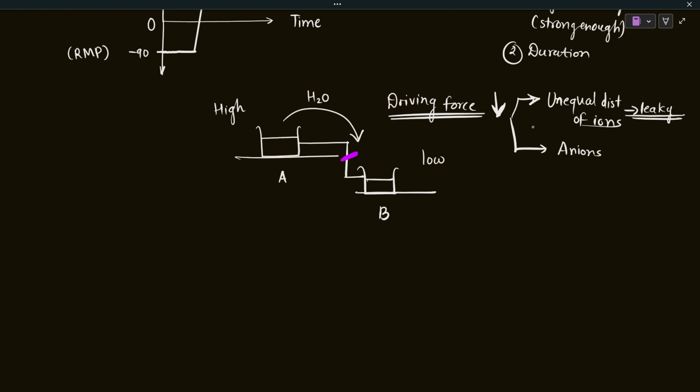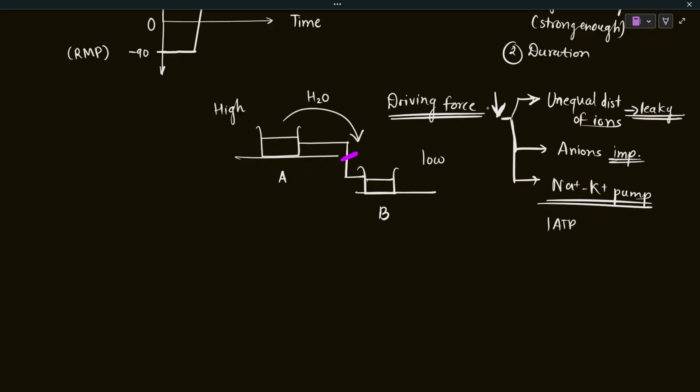In the same way, the anionic impermeability of the membrane keeps the driving force as it is. And then there is the sodium potassium ATPase pump, which uses one ATP molecule to maintain this difference. So this is the resting membrane potential scenario.